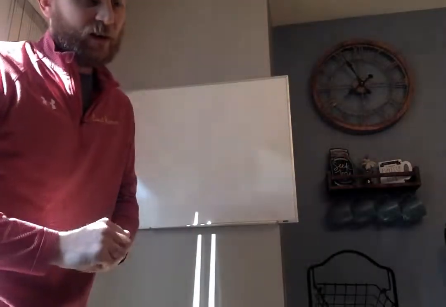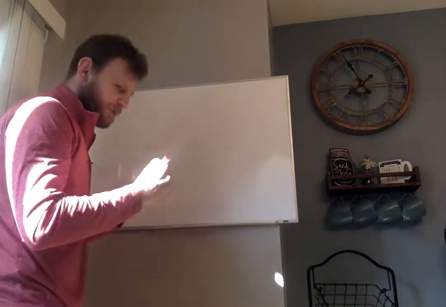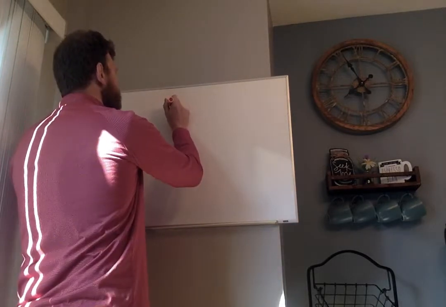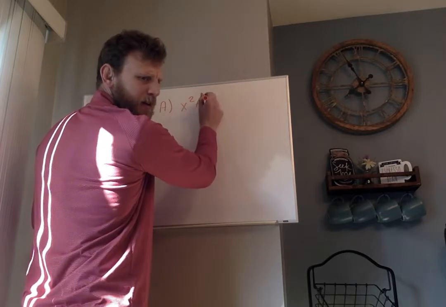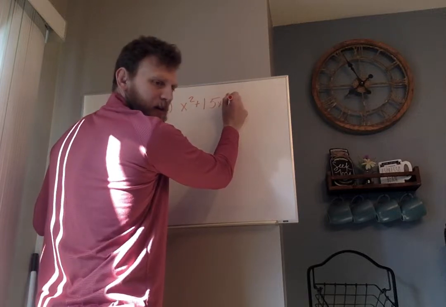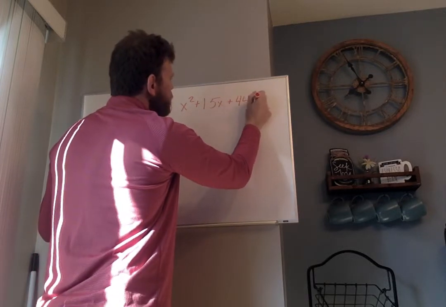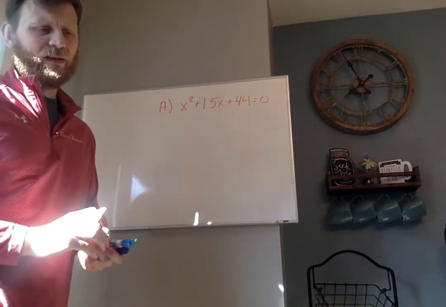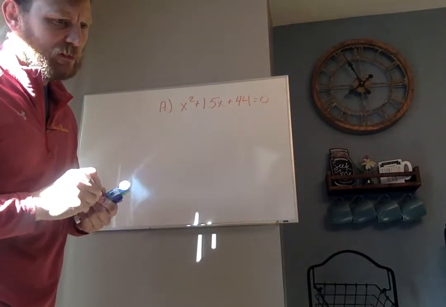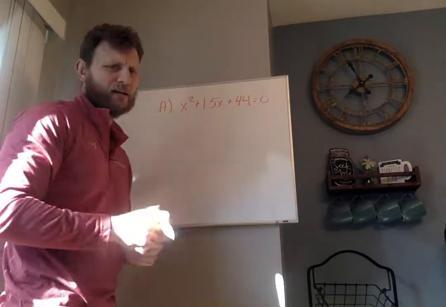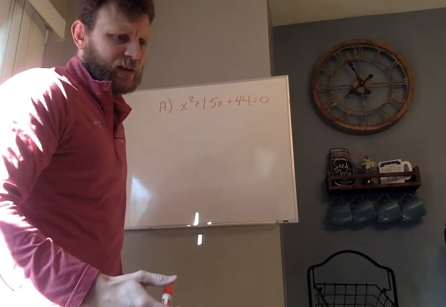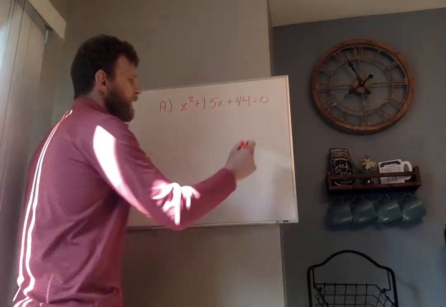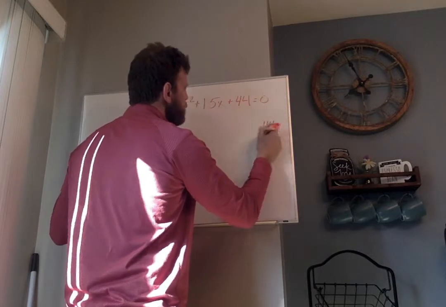All right. So solving quadratic equations by factoring. The whole goal here is to look at it and then develop a plan about what would be the best way to solve this, okay? And this is A. It says x squared plus 15x plus 44 equals 0. My goal is to find x. That's what I want, okay? So this is in the solving by factoring. So I'm looking for the factors of 44 that add up to 15.